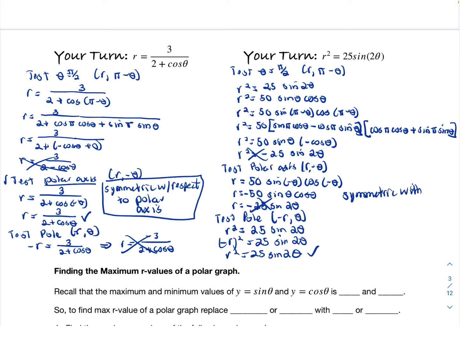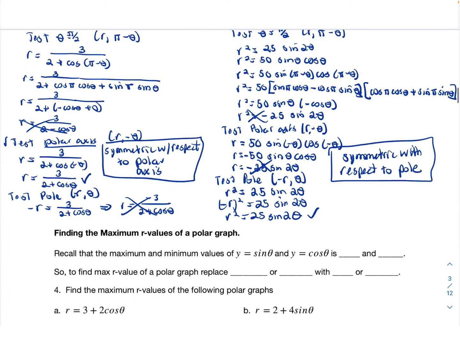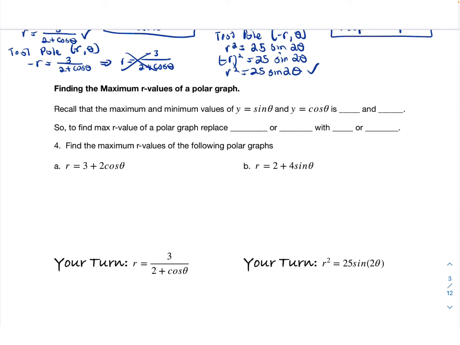Now, these are only tests algebraically. Then, after sketching the graph, you might modify your results to add more symmetry by looking at the graphs, because again, these tests are not 100%. Sometimes they fail when it still has symmetry.